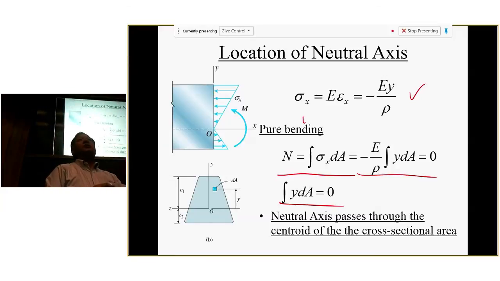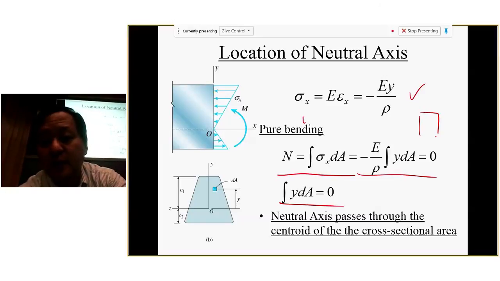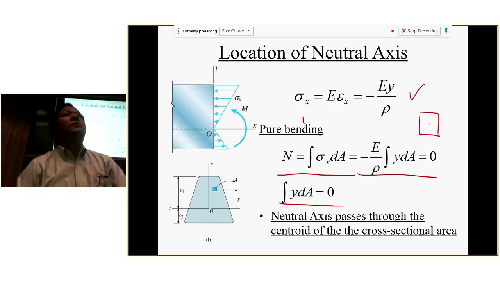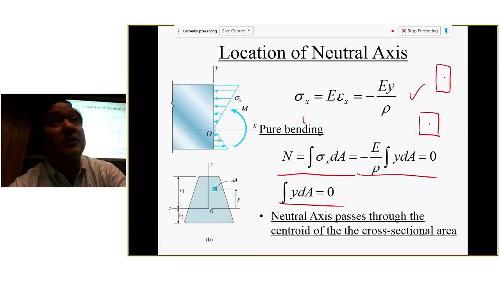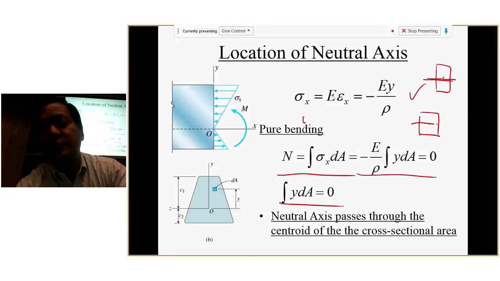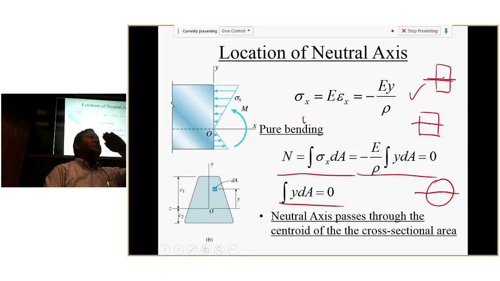What's the centroid of a shape? For example, a circle. Where is the centroid of the circle? The center. Where is the centroid of a square? If I have a square, it's right in the middle. That's the centroid, right? If I have a rectangle, where is the centroid? It will be here, in the middle. So the neutral axis must pass this point. And for a circle, this point. That's where the neutral axis is located.